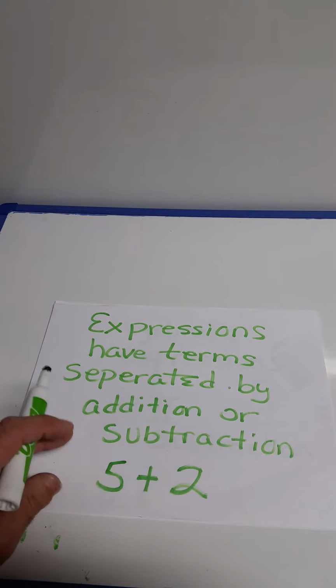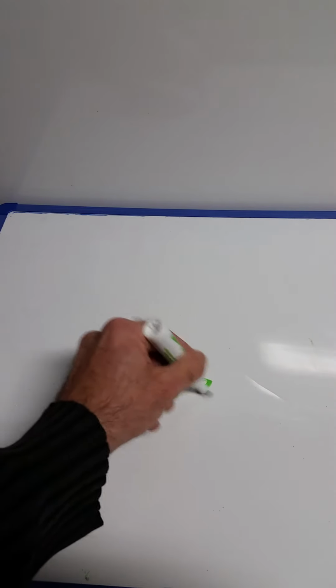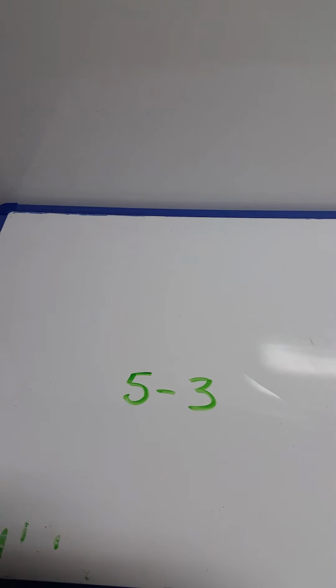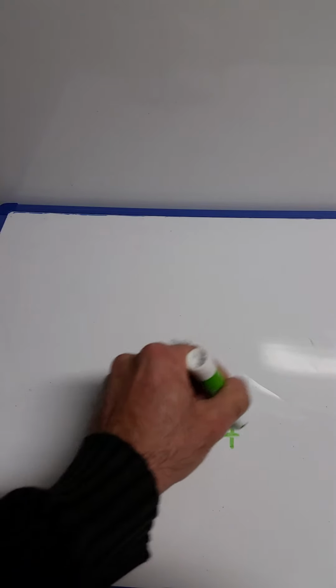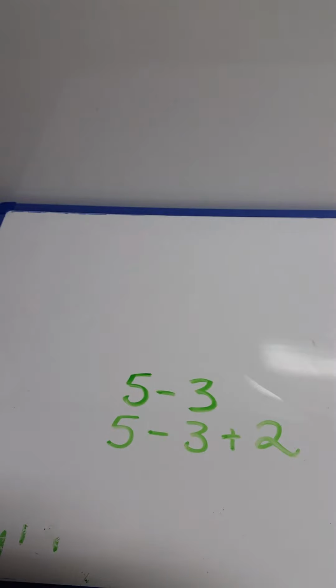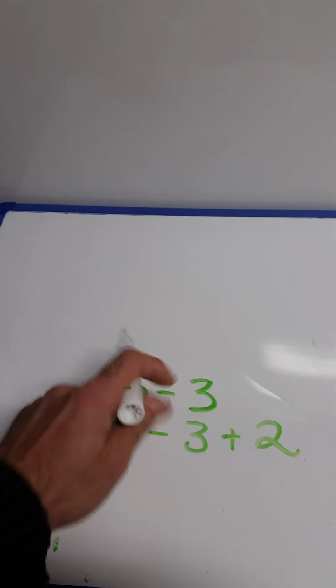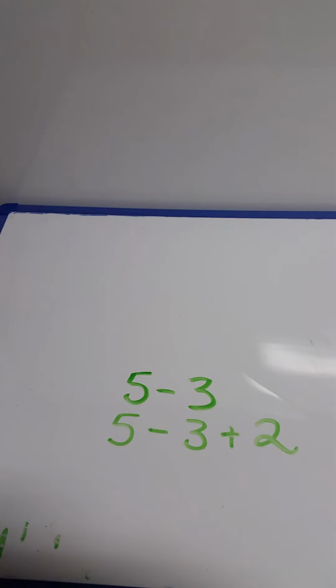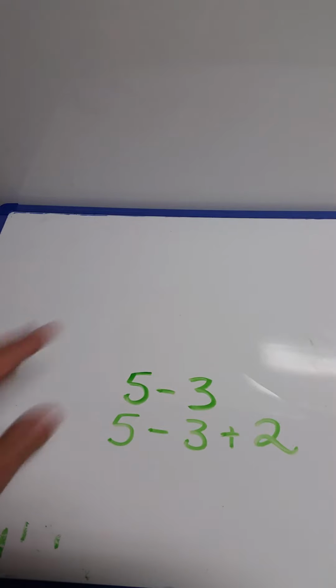So 5 plus 2, there's two terms, and they're separated by a plus. I could have also used subtraction. 5 minus 3 are two terms separated by subtraction. Could have also used subtraction and addition. 5 minus 3 plus 2, now we have three terms. Again, it's only subtraction or addition. We don't use multiplication and division for terms. And we'll do multiplication and division expressions in another video.